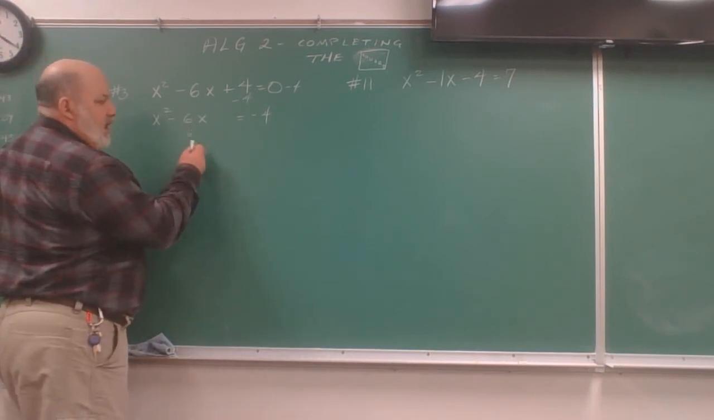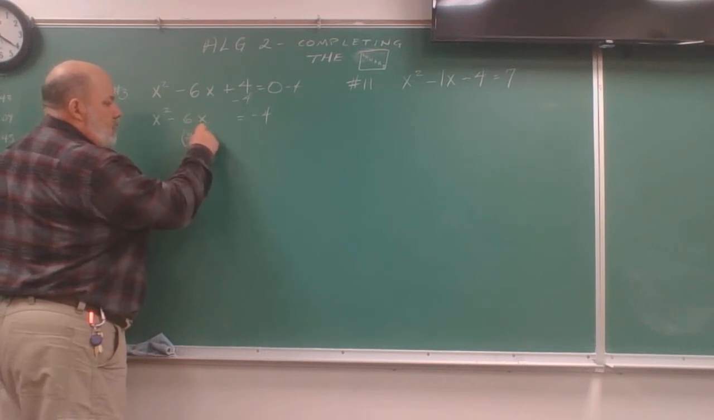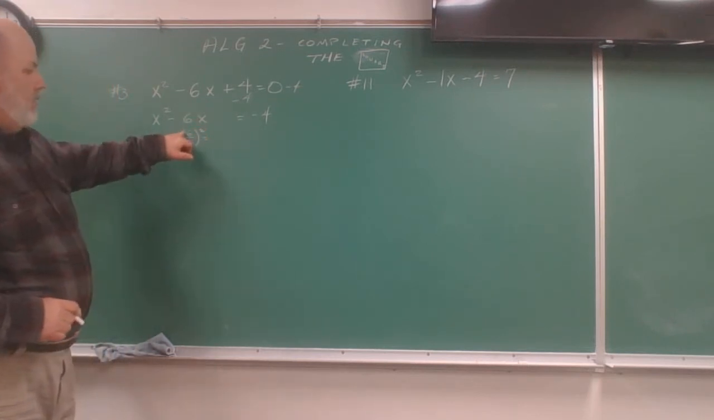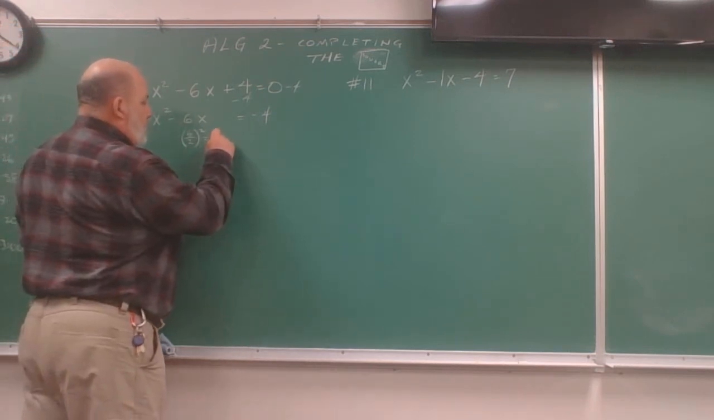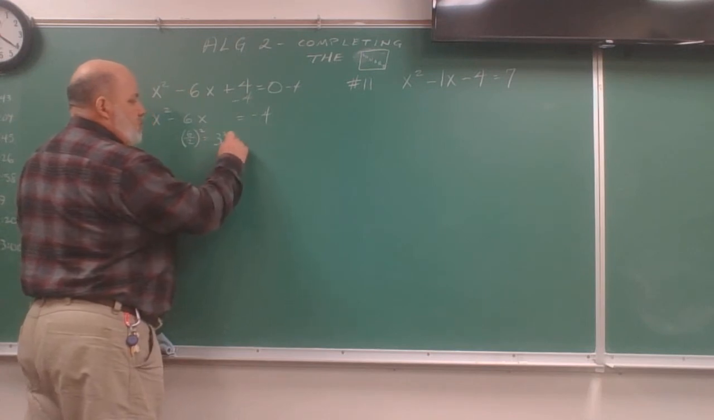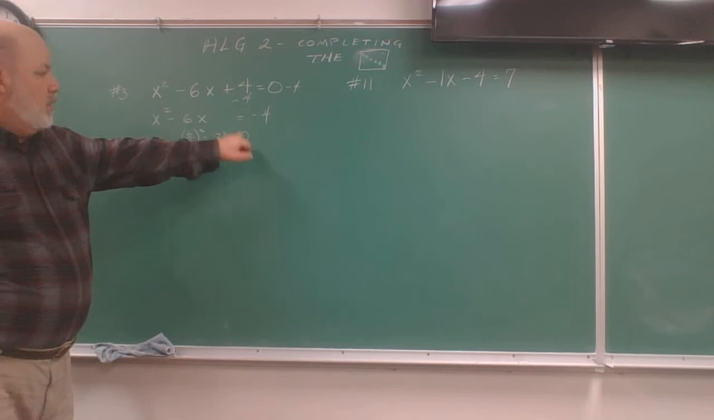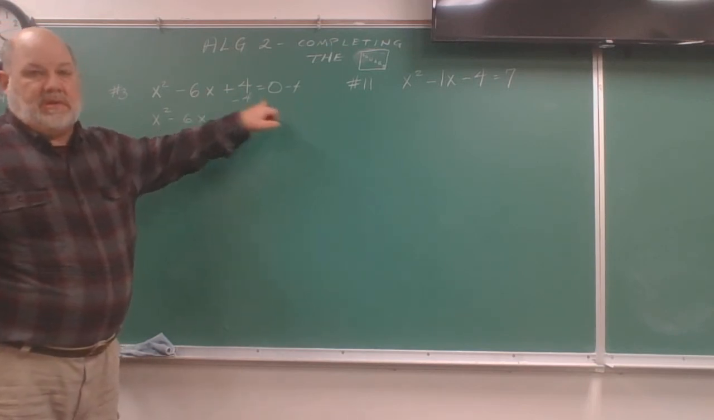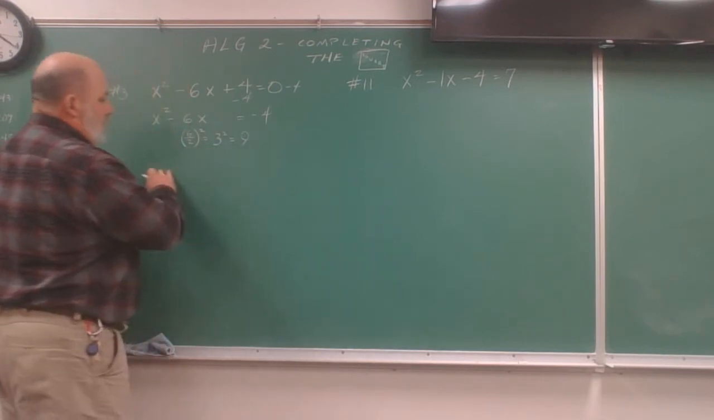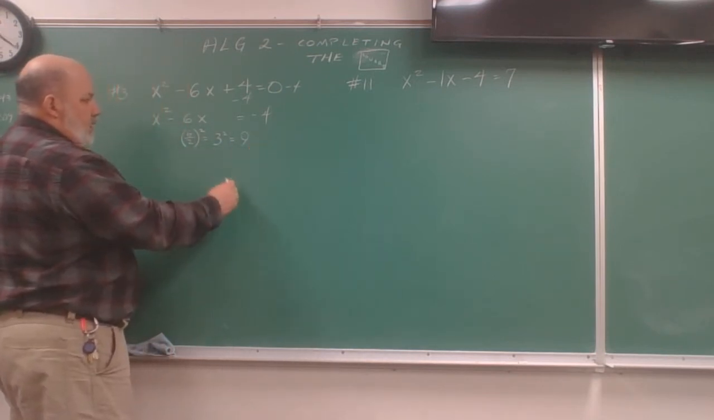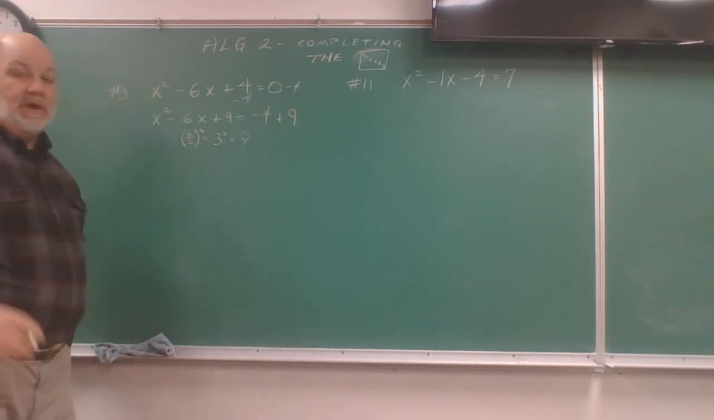We always divide that number by 2, and whatever we get, we square it. I'm showing that 6 over 2 squared. Well, 6 divided by 2 is simply 3, and 3 squared is 9. This 9 is what's going to be added to both sides of the equation. You can rewrite it out here and show that work there, or you can just come right back up here and show plus 9 to both sides.